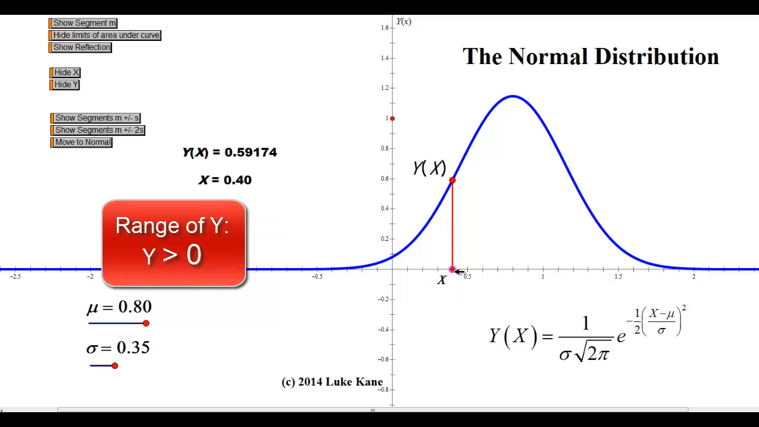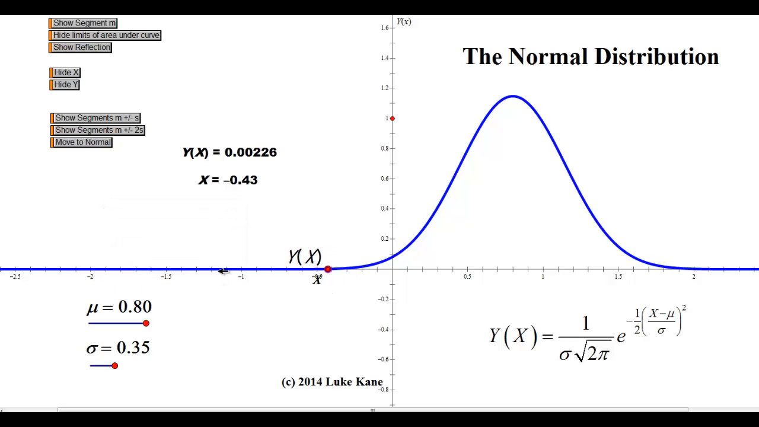Y is always greater than 0. Well, that doesn't look like the case when we go to the left. When we go to the left, you'll notice the curve looks like it's touching the x-axis. Now it's getting closer and closer to the x-axis, and eventually we get to a point where, wait a minute, it seems to have touched the x-axis. Well, that's an illusion created by the limits of this graphing program. This graphing program can only display a number with up to 5 decimal points.